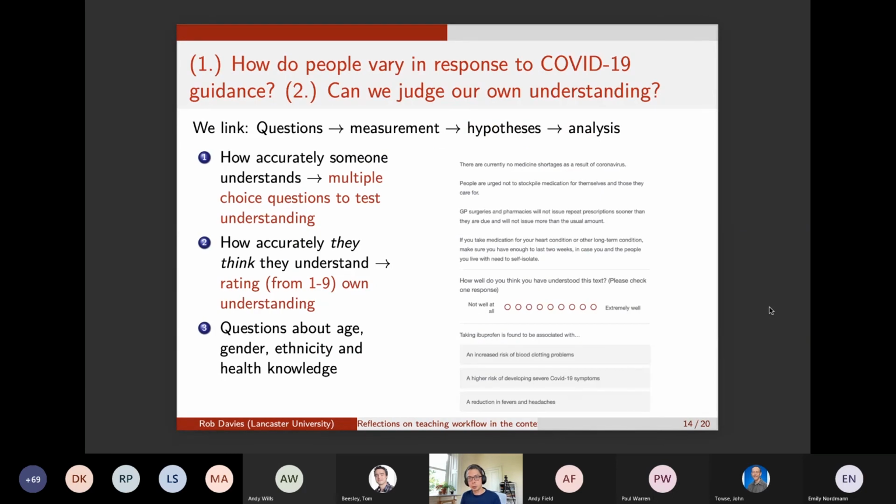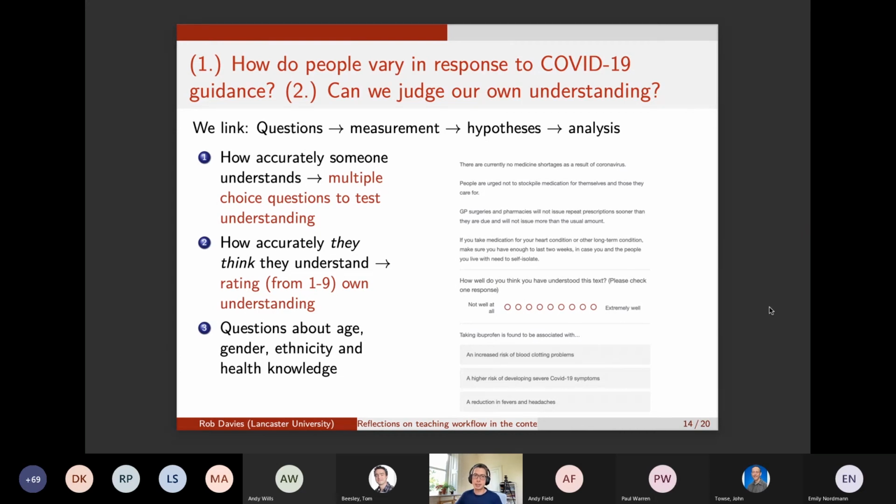So we set up a project where we were seeking to answer two questions. How do people vary in response to COVID guidance, and can we judge our own understanding? One thing I was keen to do was to discuss and evaluate with students the way in which we go from research questions to questions of operationalization. So how do we prepare materials? How do we test these constructs? How do we do it in a way that makes sense? And then how do we get to our tests of the hypotheses?